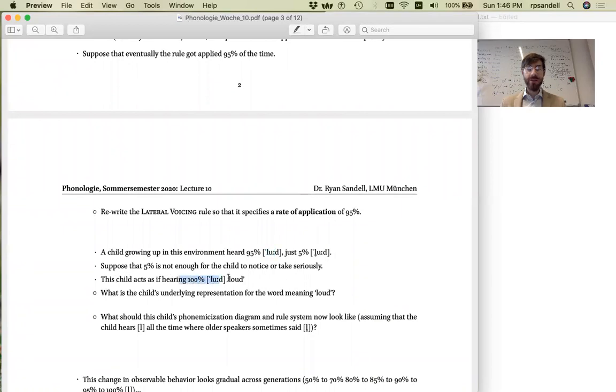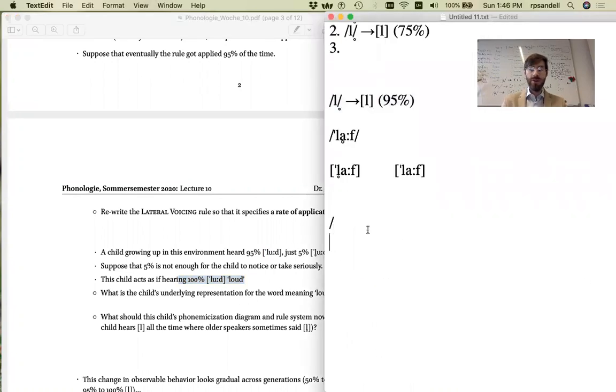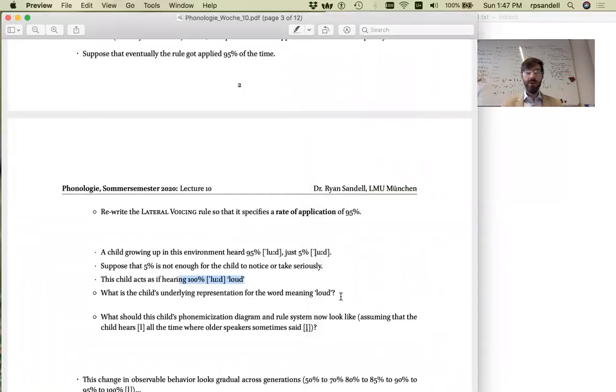If the child acts as though it has always heard a voiced lateral approximant, then the child might simply conclude, well, if I have heard the word lud with a voiced lateral approximant 100% of the time in all cases, then I should posit an underlying representation. That is, I have no reason to believe that the underlying representation for this lexeme is anything other than simply lud with a voiced lateral approximant. So the underlying representation is going to be somewhat different.